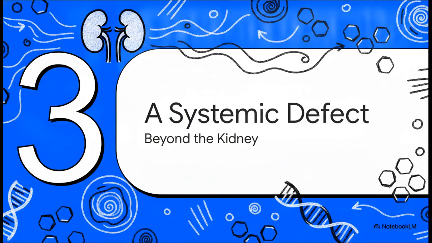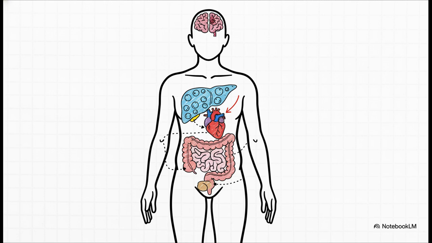Which brings us to part 3. A systemic genetic defect looking way beyond the kidney. You see, those PKD1 and PKD2 genes, they aren't just chilling in the kidneys. They're expressed all over the body, meaning the structural and signaling defects are going to show up wherever those proteins function. These defects manifest as a really wide array of extrarenal issues.